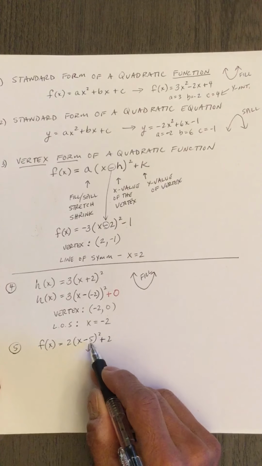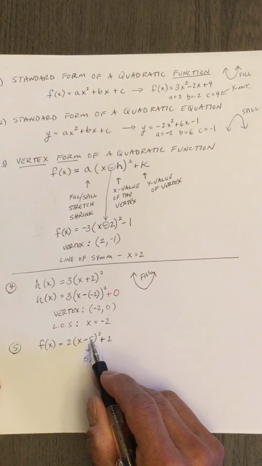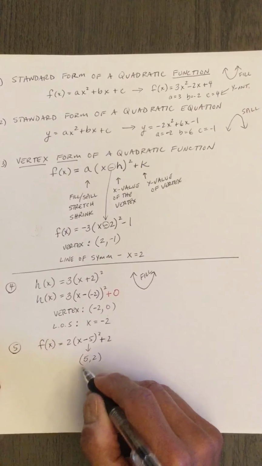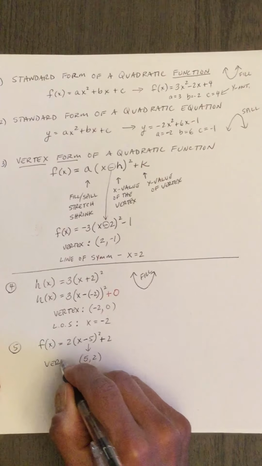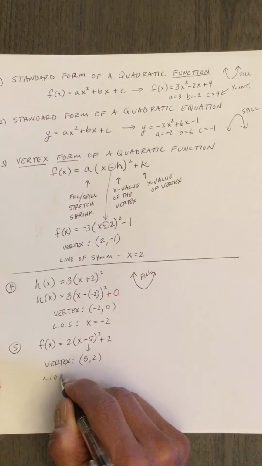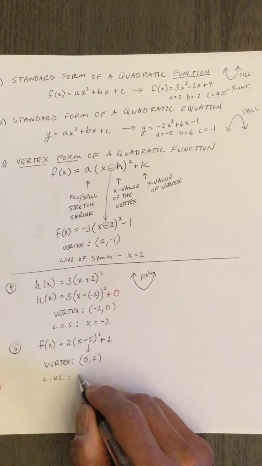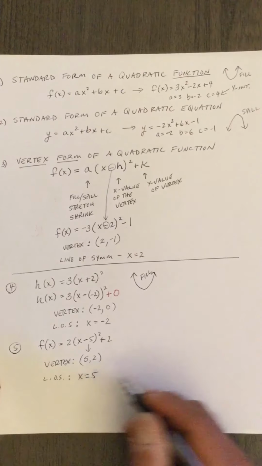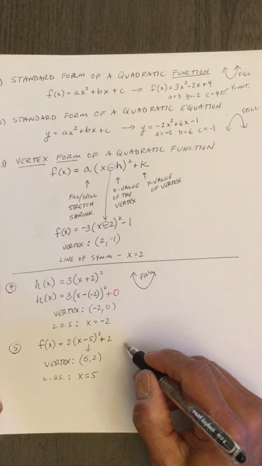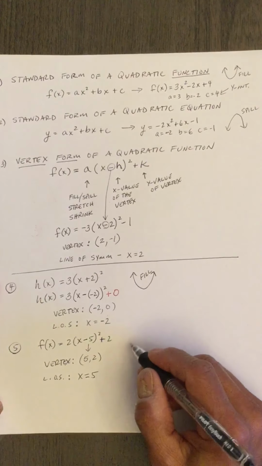My vertex is this number right here, which is 5, and that's the H, and then this is the K right here. So (5, 2) is my vertex. And my line of symmetry, okay, is this number right here. It's x equals 5. Now once again, this is a fill, and it's a stretch by a factor of 2, right?